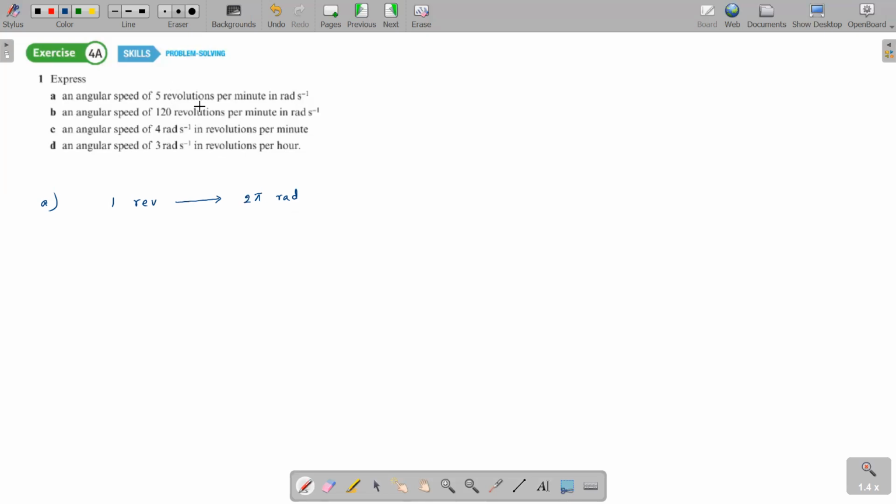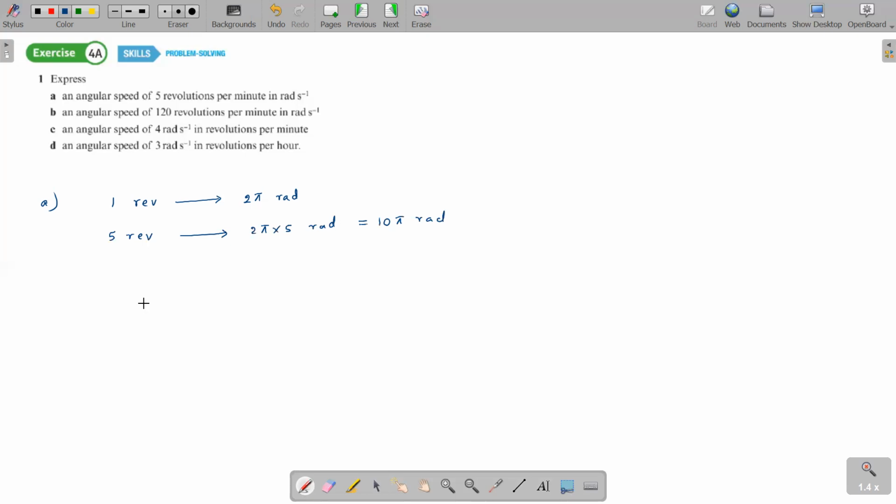So we have 5 revolutions per minute. If you have 5 revolutions, it's going to be 2 pi times 5, which means it's 10 pi radians. So 5 revolutions means 10 pi radians.